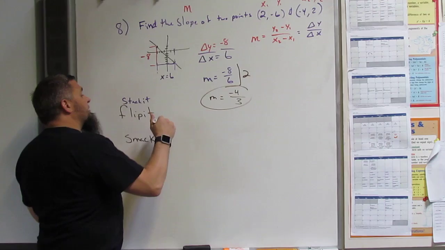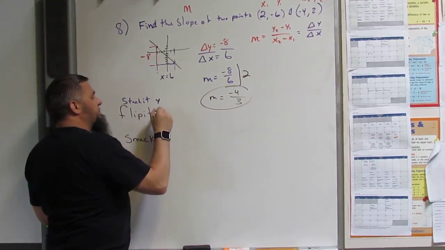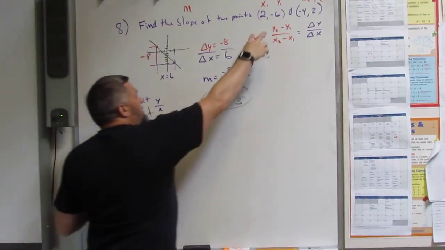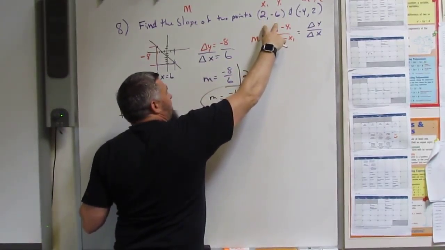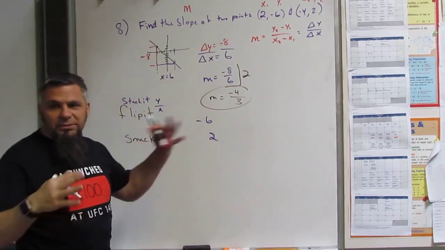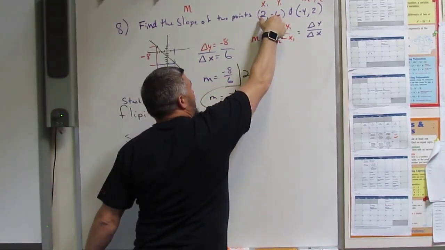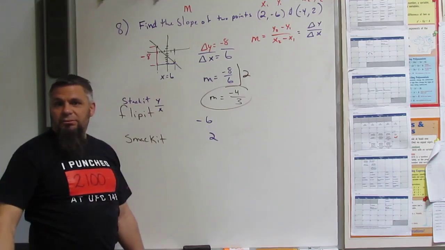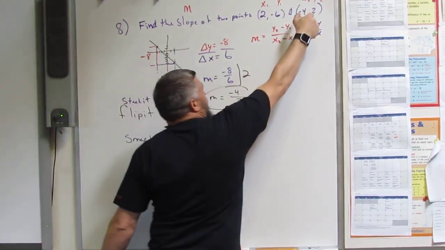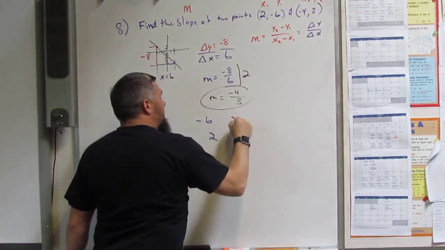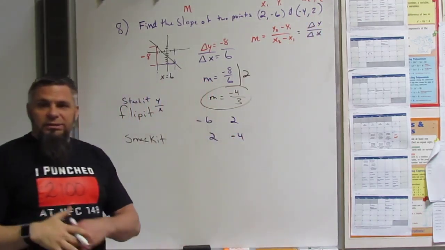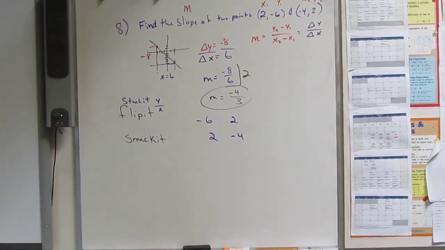The whole key here is that the y is on top. The y is above the x, right? So when I grab these numbers, I have -6 over 2. I'm just flipping it, I'm stacking it. -6 over 2. Okay? And then I have 2 over -4, because the y is on top. So 2 over -4. Now, there it is.